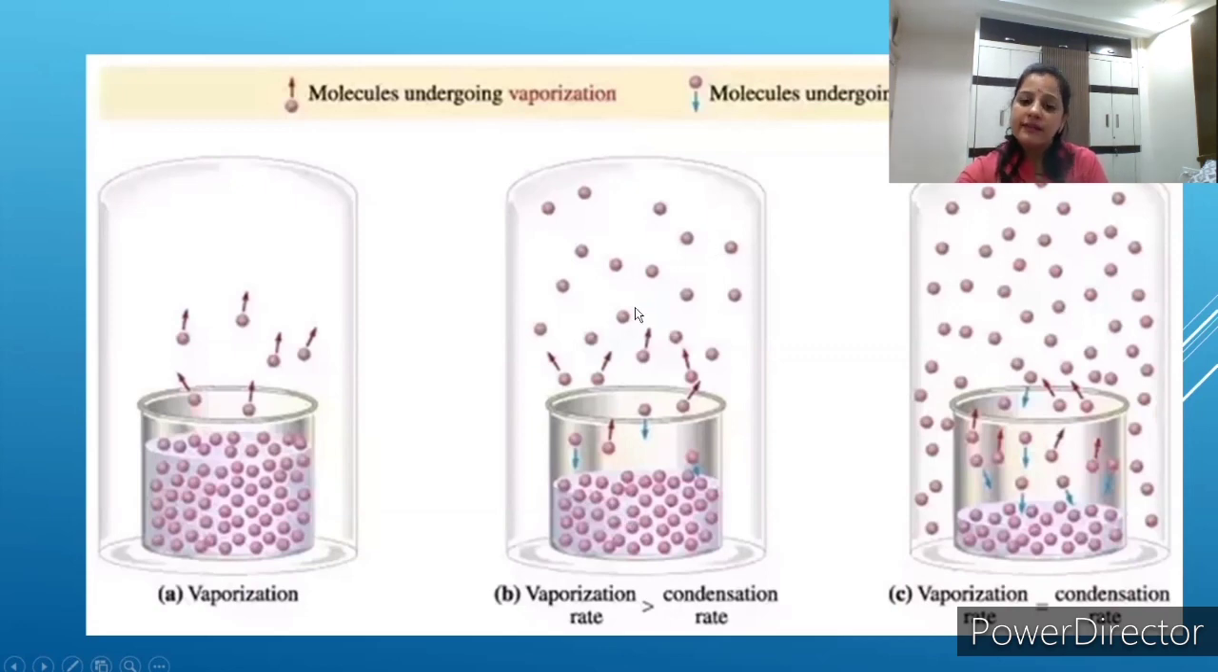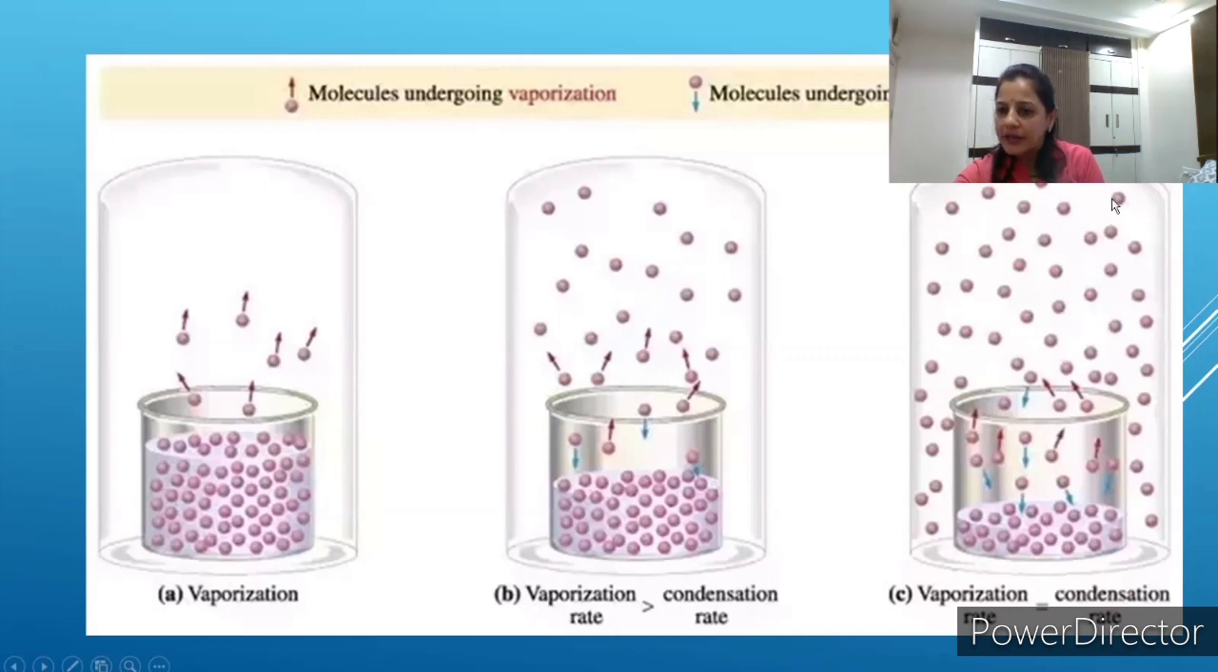This rate of condensation is very slow. Evaporation is faster initially because maximum molecules are getting evaporated as we keep the water in an open container, and the rate of condensation is very slow. But slowly, when the number of gaseous molecules in this container goes on increasing, they will start to collide with each other, as you can see in this figure. They will start to collide with each other. And now due to this collision, what will happen?